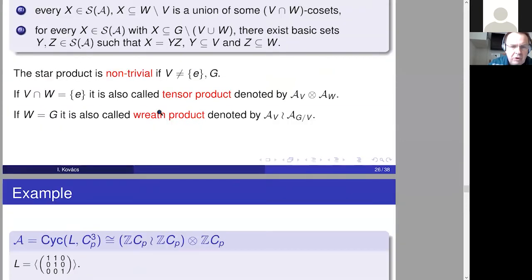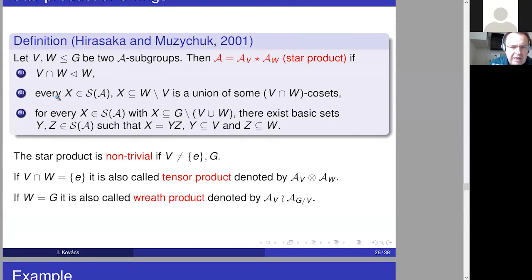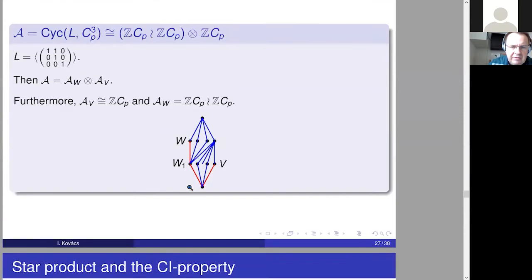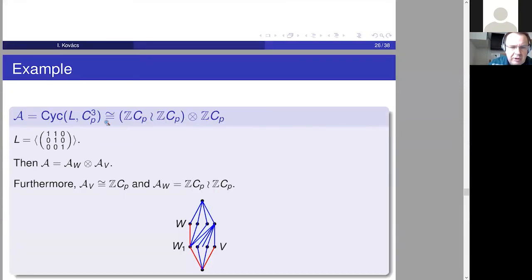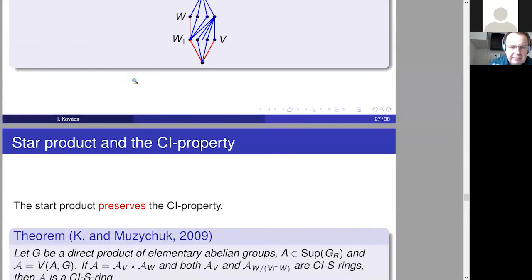And if we go back to this definition, you can see that by applying the second axiom, V minus W1 is a union of cosets of the subgroup, which is W1 in that case. So we see that this induced S-ring is a wreath product. And we obtained this description of our S-ring. So our S-ring admits this tensor product with a wreath product description.